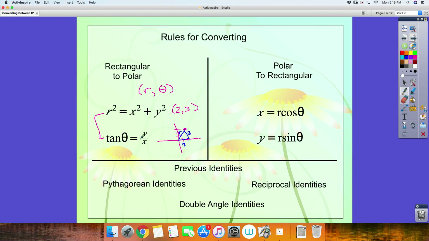Then, to find theta, we'll use the rule tangent theta equals y over x. We'll put y over x and then use our inverse tangent to find what theta actually is.